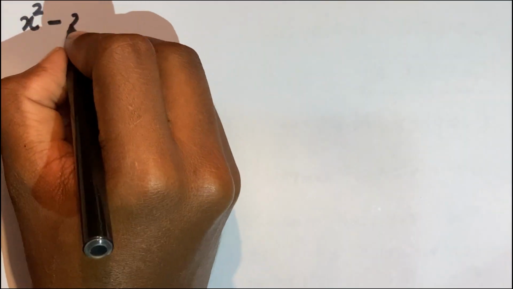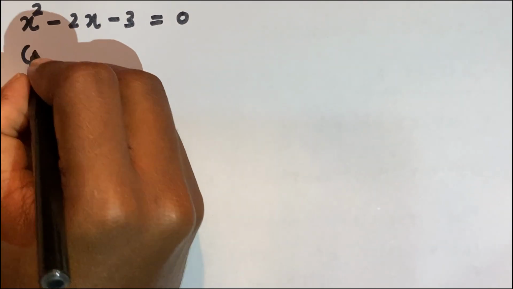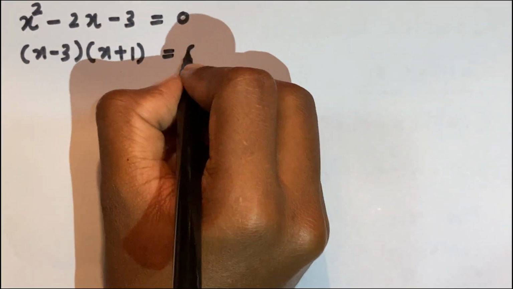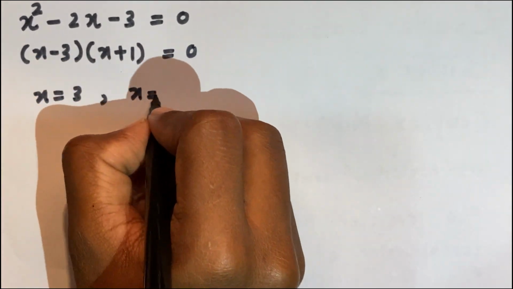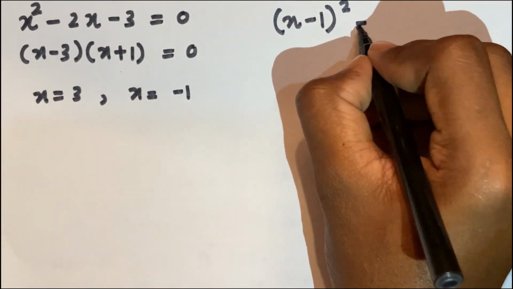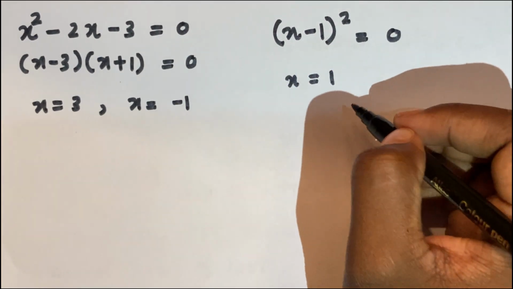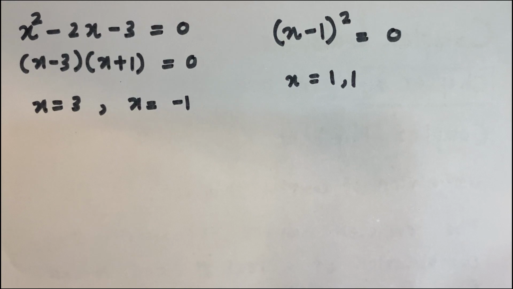x squared minus 2x minus 3 equals 0, x minus 3, x plus 1 equals 0. Answer is x equals 3 and x equals -1. Example 2. x minus 1 squared equals 0. Answer is x equals 1, x equals 1.